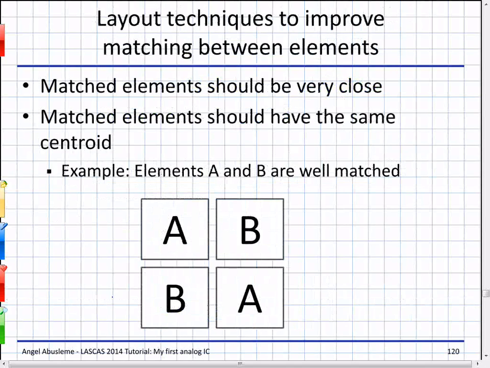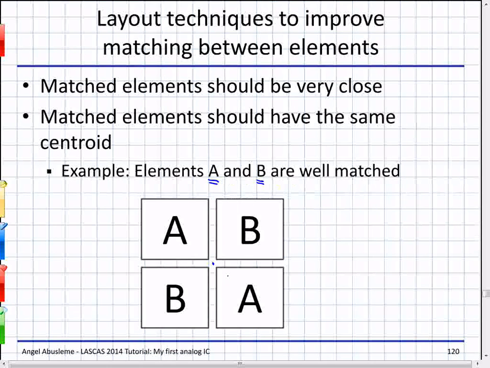There's another layout technique, which is a common centroid technique. Basically, if we want two transistors to be very well matched, what we need to do is split these two transistors, for example, transistor A and transistor B, into two halves. And we connect these two in parallel, these two in parallel. The center of this transistor, I would say, is here. And the center of this other transistor is right here. They share the center. So this is a common centroid technique.